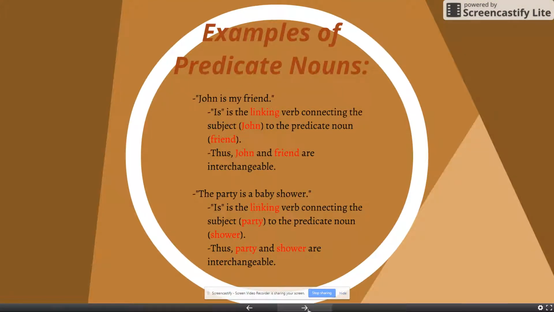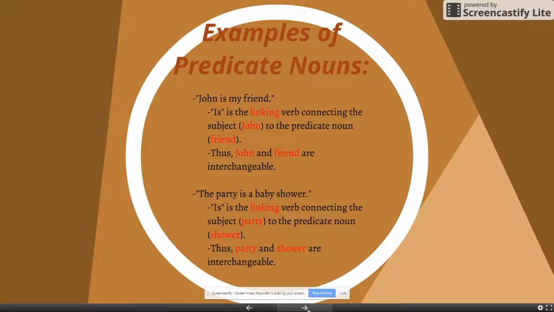Now here are some examples. John is my friend. John is the subject, is is the verb. Is is linking John and friend. The subject is John and the predicate noun is friend. Thus, John and friend are interchangeable. You could say, my friend is John. When the sentence can be turned around like that, you know you have 2 equal nouns. We call that noun at the end, though, the predicate noun because it comes after the predicate or the verb.